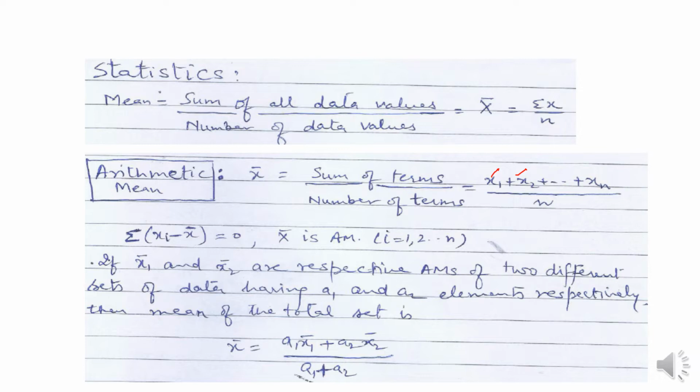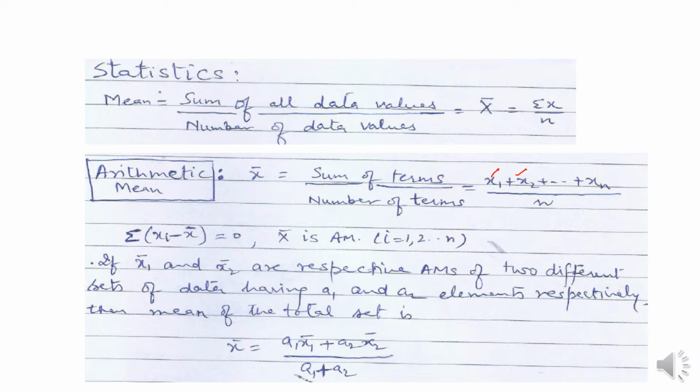So when we subtract the mean from the data points, for each data point we get some value. So in general we can write xi minus x bar, and we take the summation of this. This is always 0. Summation of xi minus x bar is always 0, where i is taking values from 1 to n, and x bar is the arithmetic mean.